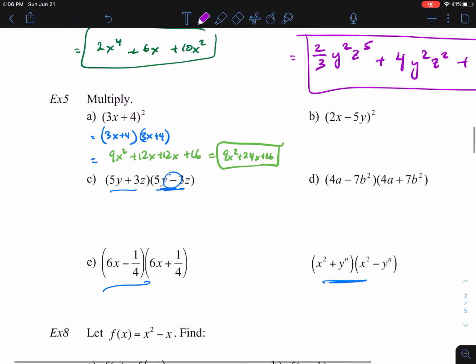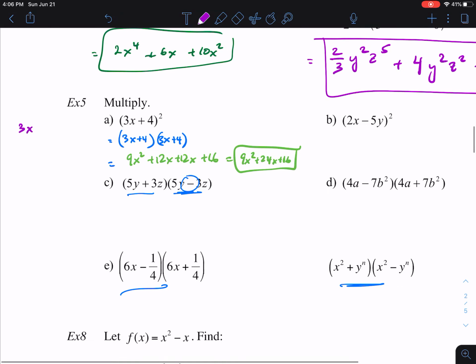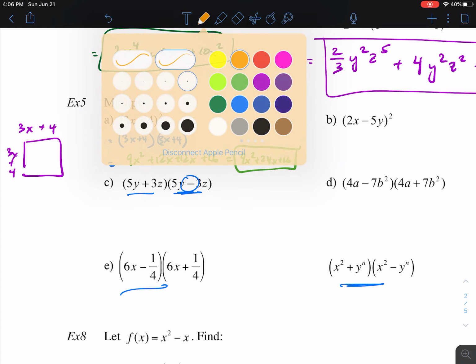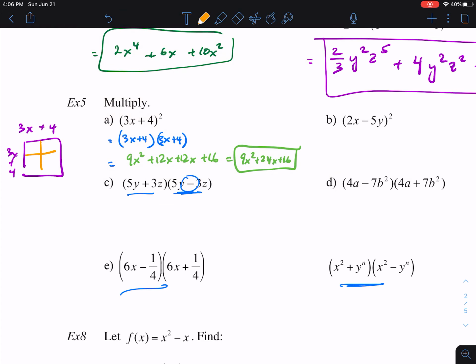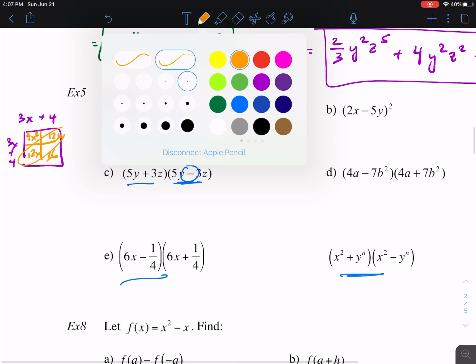Now, if you don't like the FOIL method, you can actually set this up as a box method to multiply out. Okay, so you have this box method set up, right? You have 3x times 3x, that's 9x squared, 12x there, and 16 there, and you just add the two mirror terms to get the 24x. Next example.